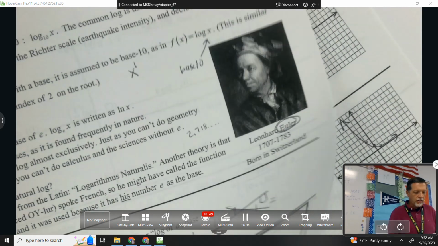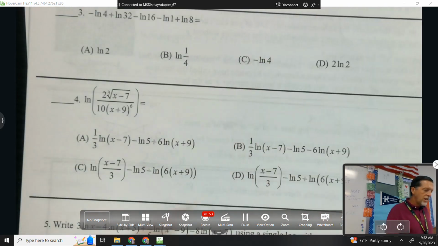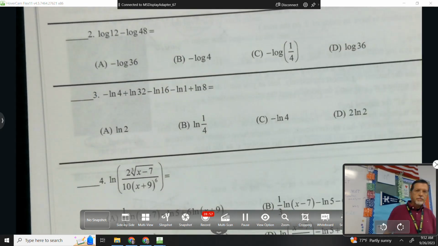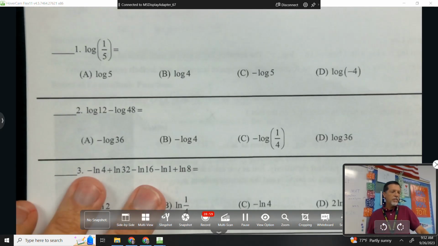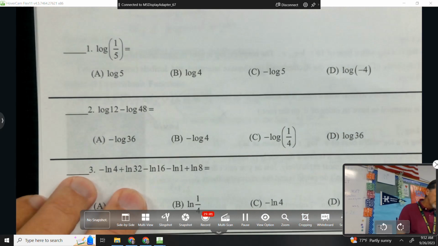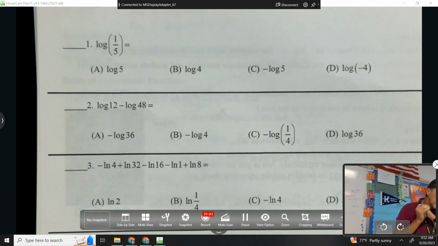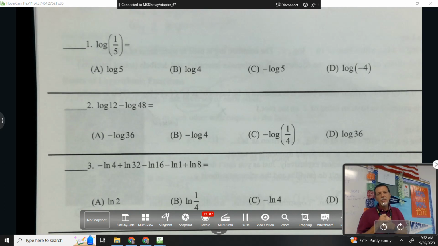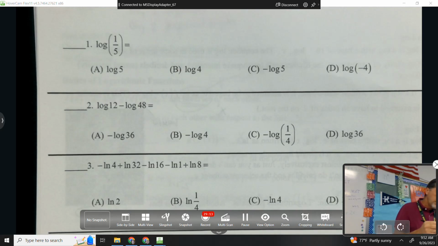Okay, let's actually work some problems here. I think these are going to go faster than all the notes put together here. Log of 1/5. Well, I don't know what the log of 1/5 is, but I look at my answer choices and I start to think, okay, I see that I need to use some property here.